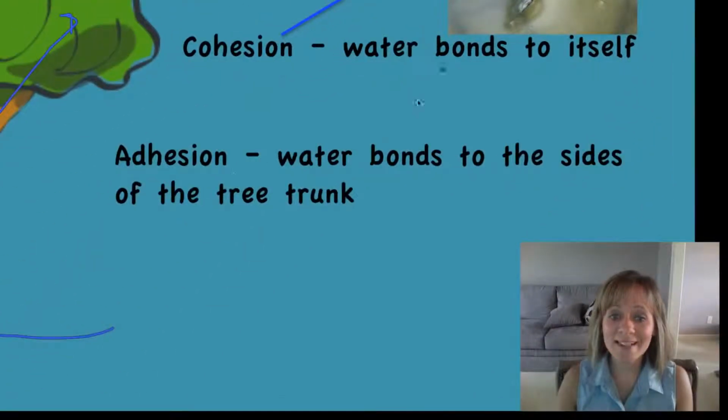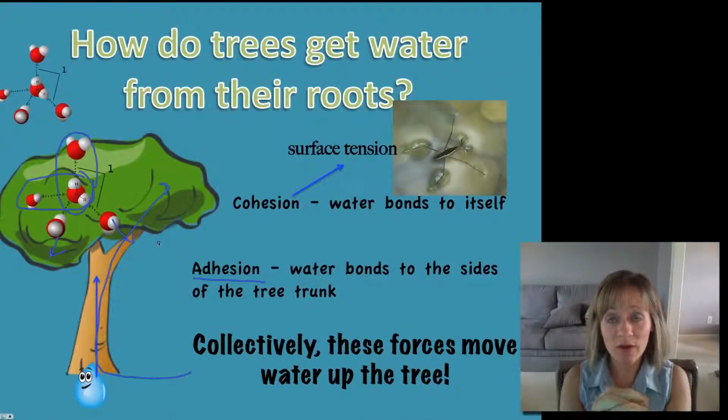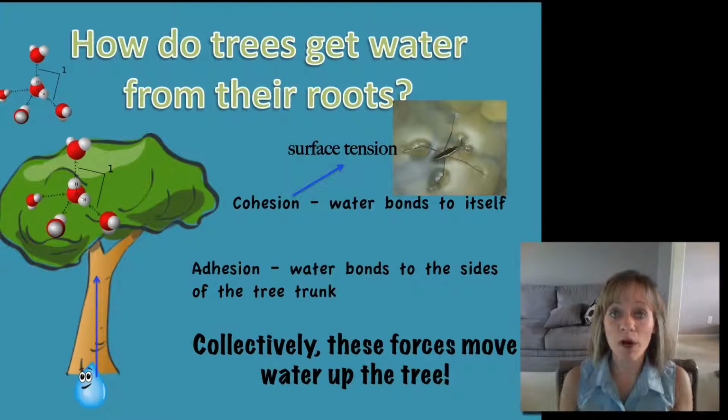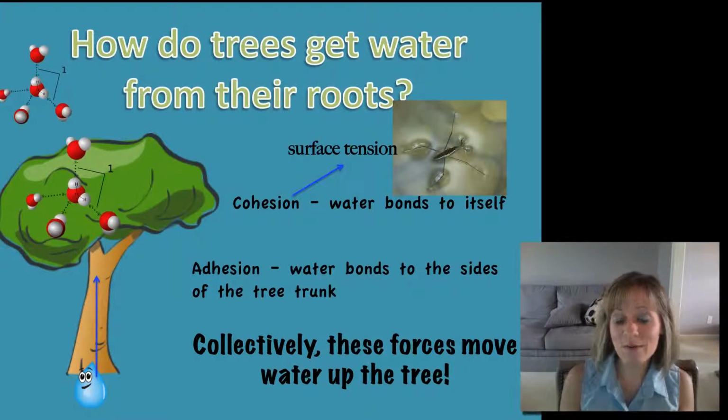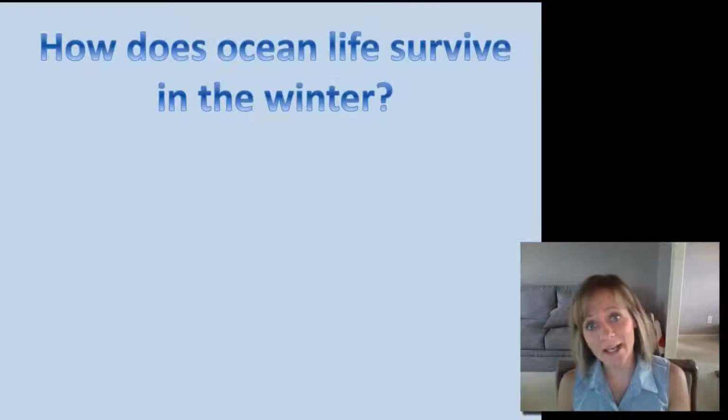The other force that's happening is adhesion. Adhesion is when water is bonding to something else. So for example, when water is bonding to the sides of the tree trunk. And that is moving the water up the tree. The combination of the cohesion sticking to one another and the adhesion sticking to the sides of the trunk. So together these forces are moving water up a tree. Now, I didn't give you the name of this process, but maybe as a little extra assignment, find out the name of this process, how trees get water up to the top of their leaves. So that's the first property, cohesion and adhesion.